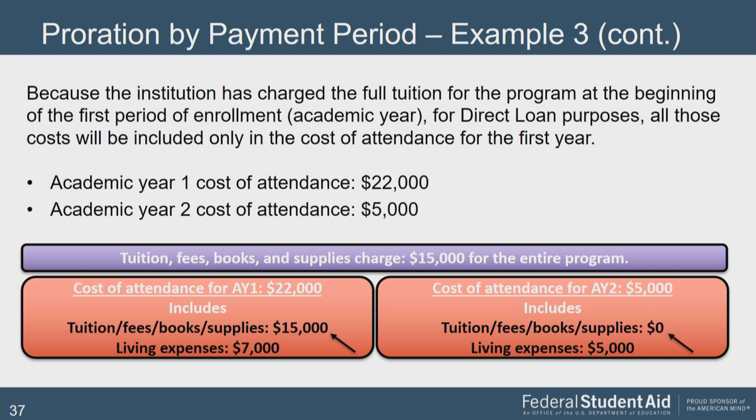Tuition, fees, books and supplies charge is $15,000 for the entire program, and the total cost of attendance for academic year 1 is $22,000, and this includes tuition, fees, books and supplies of $15,000, plus living expenses for that year as well. The cost of attendance for academic year 2 is only going to be $5,000 because tuition and fees cannot be used in that year and for that loan because they were charged up front. So the only charges that exist here are those $5,000 that are living expenses.